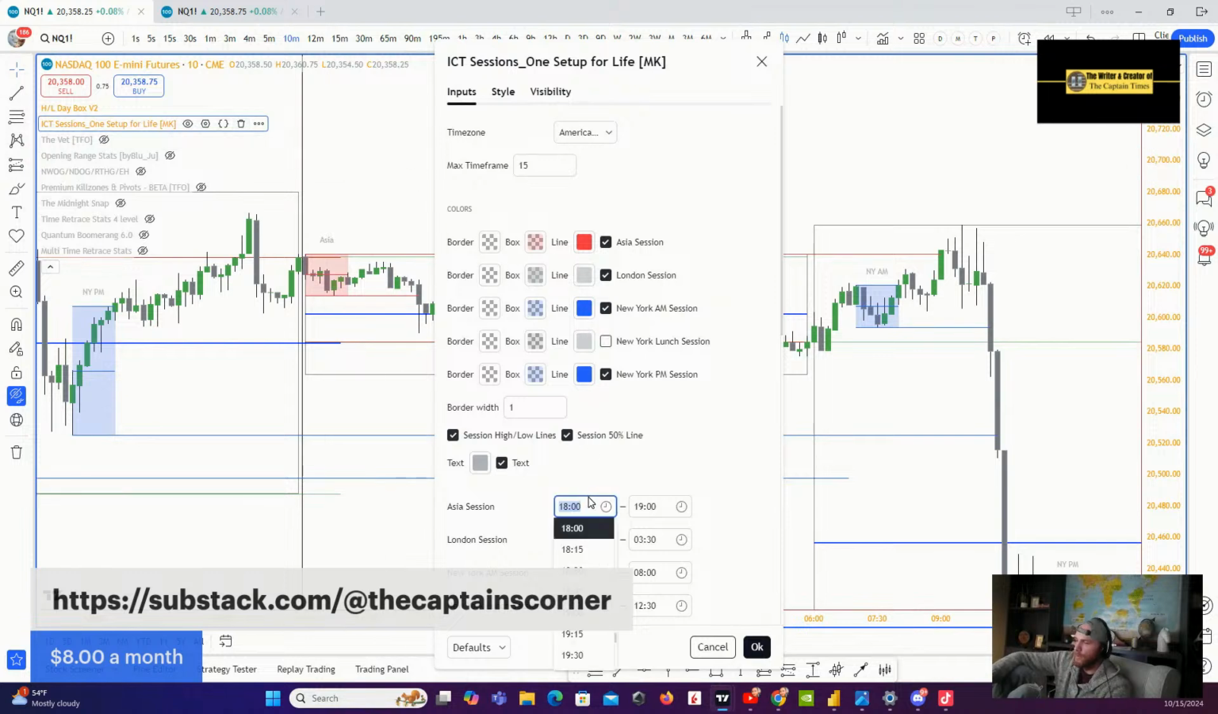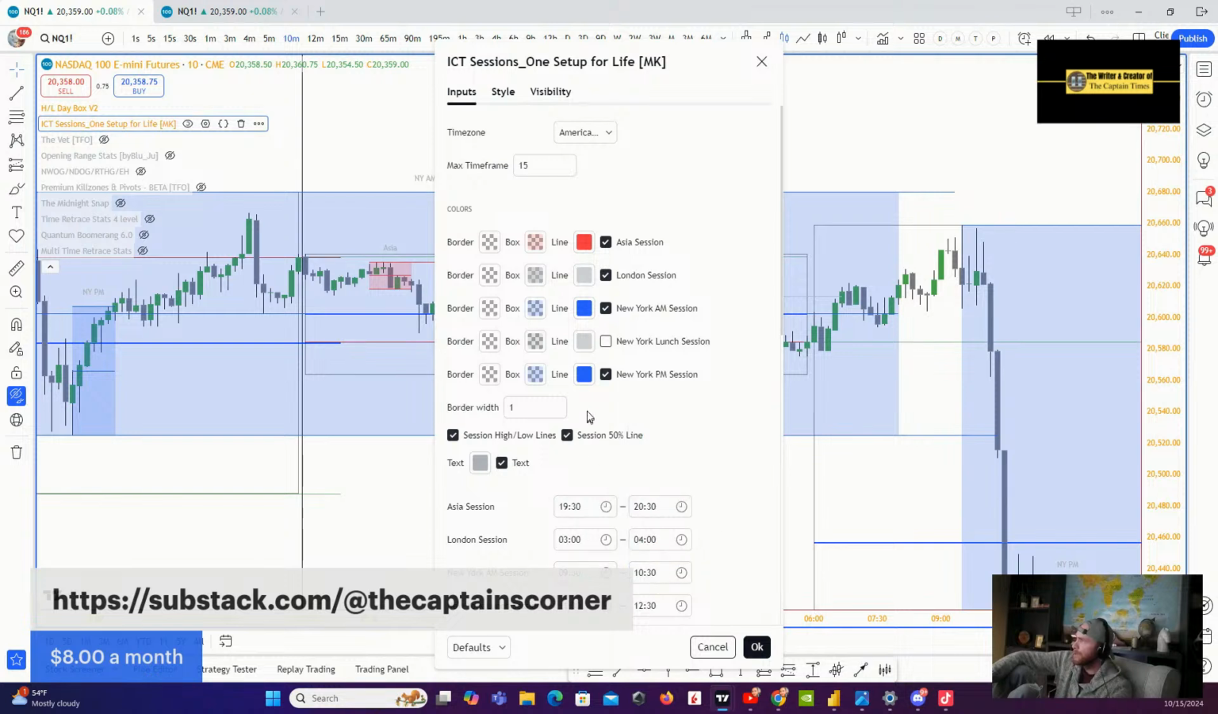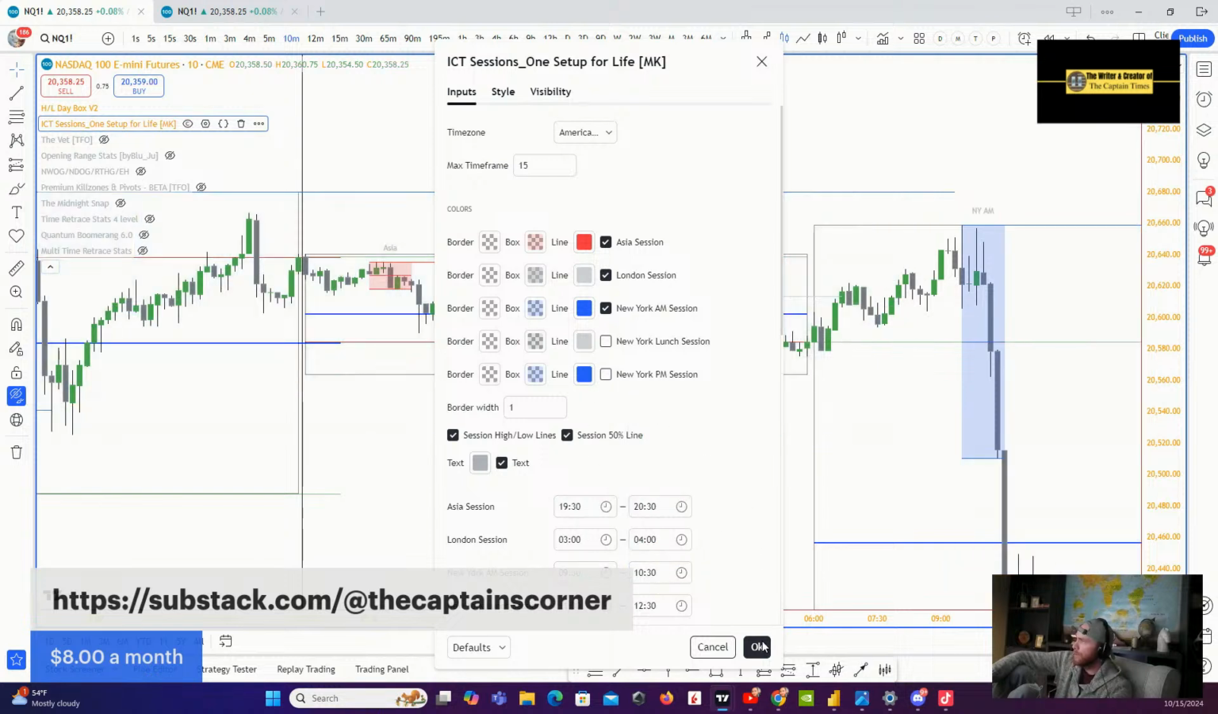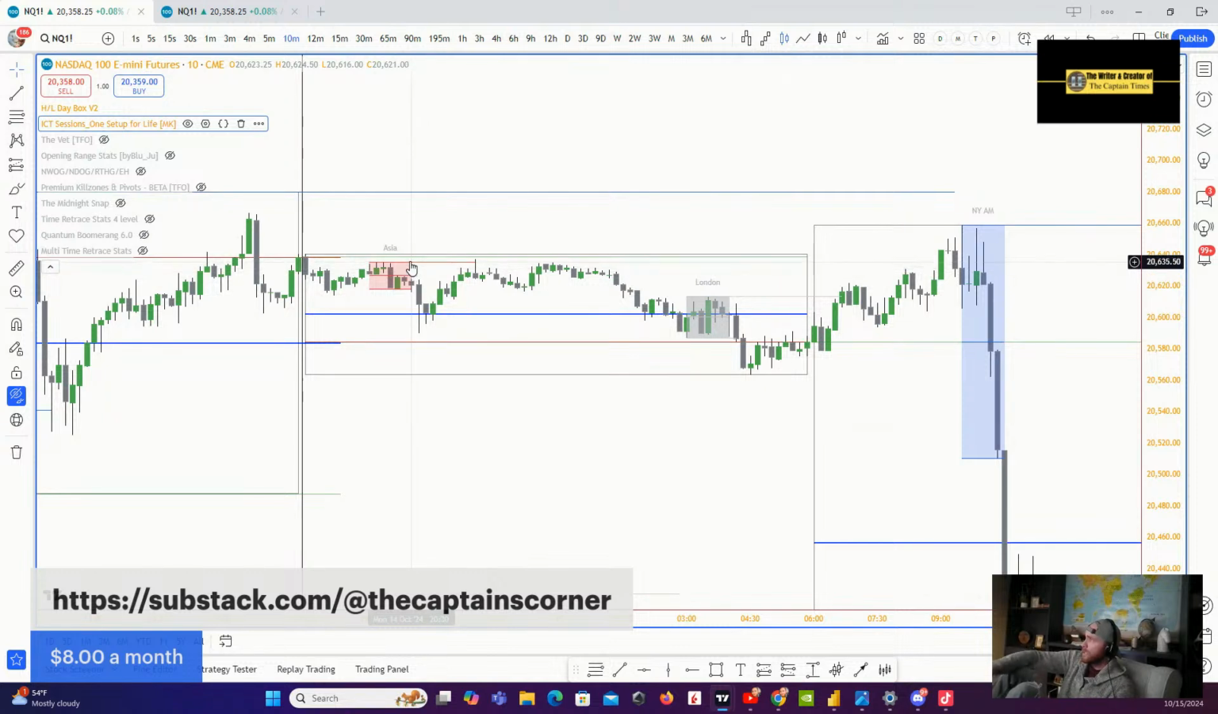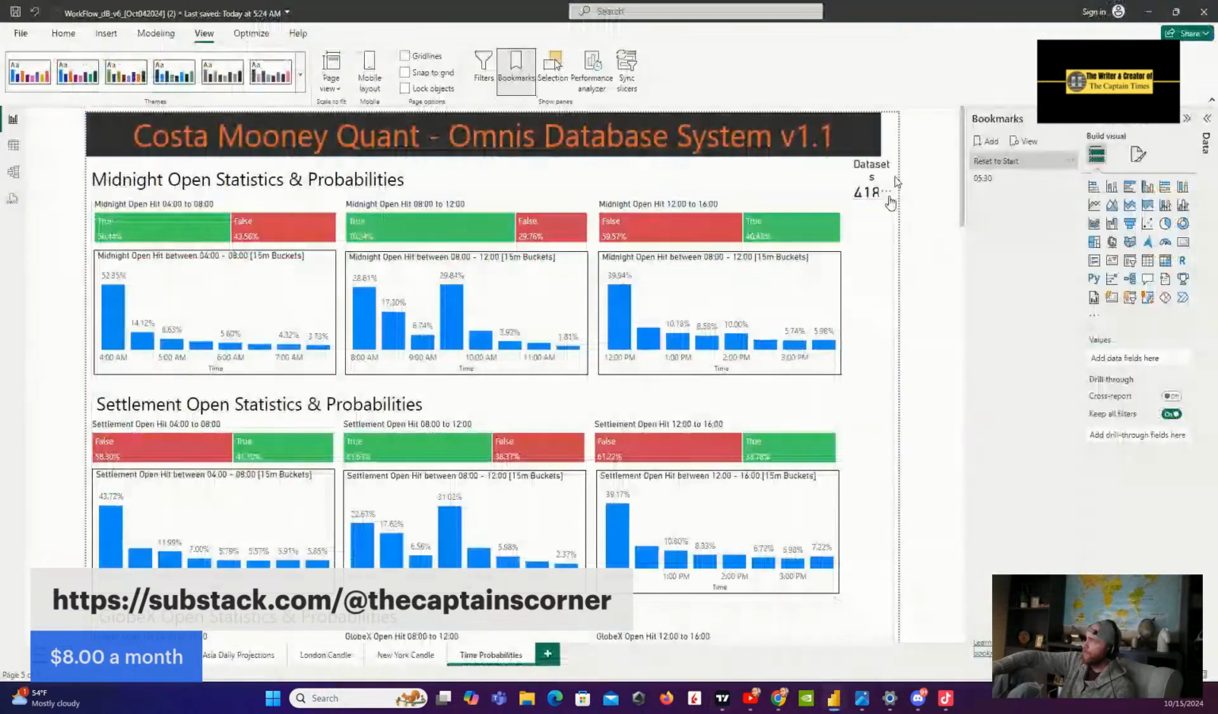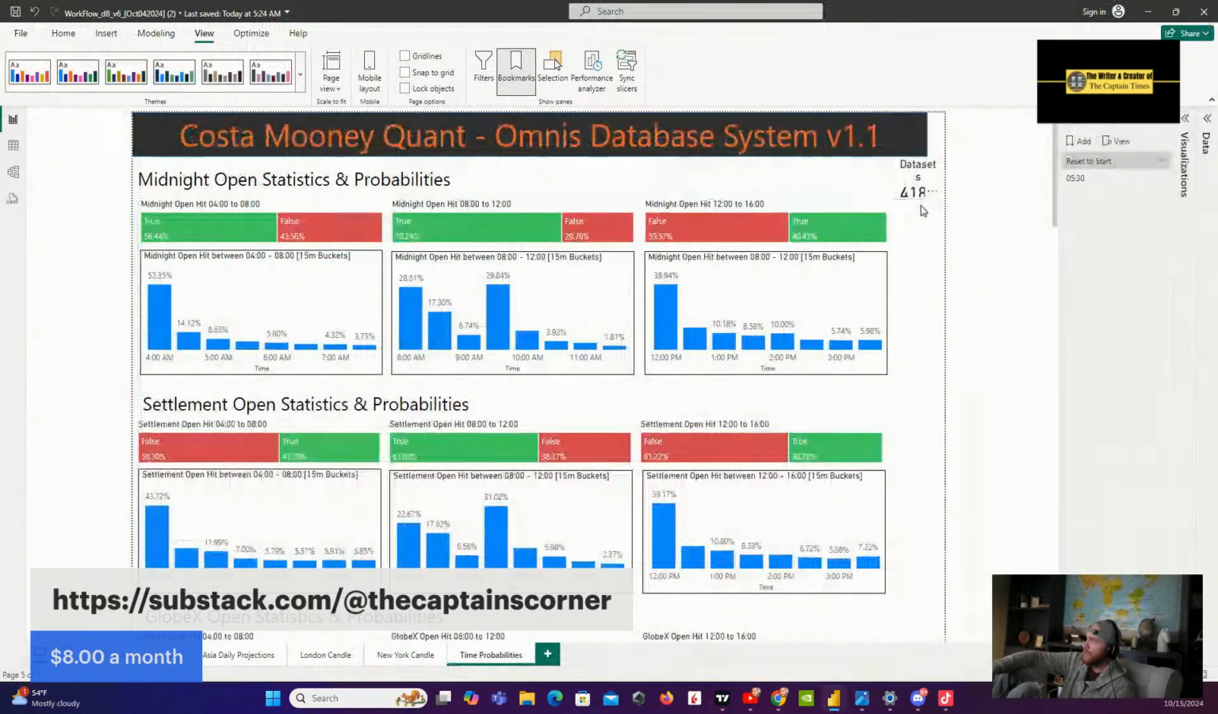But for now, my data is set up like this, and this is how we're going to re-engineer it. So from 1930 to 2030, from 03, 04, and from 930 to 1030, right? And then we're not going to use that one. So right now we can see that Asia during this range went short and had a fall. So starting with 44,180 data sets, right?